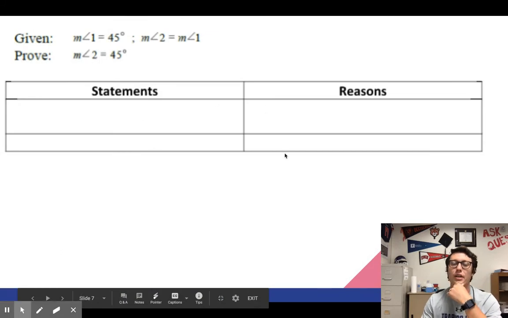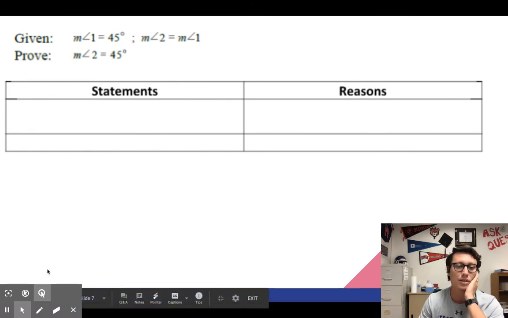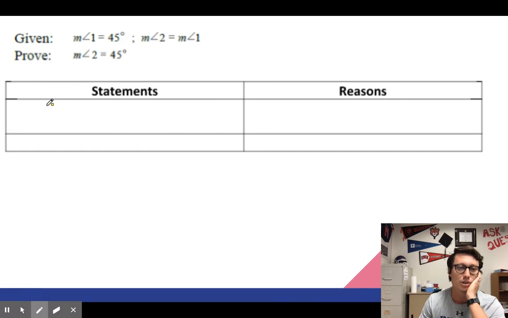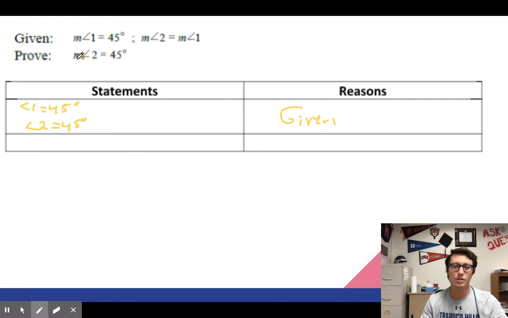Okay, so we are given a proof chart. This one's super basic. Always get that easy money. Write your original statements as your first statements. I'm not going to write the M because, again, I'm trying to save time. But angle 1 is equal to 45 degrees and angle 2 is equal to 45 degrees, and that is just given. Always rewrite what you're trying to prove as your final statement: angle 2 is equal to 45 degrees.